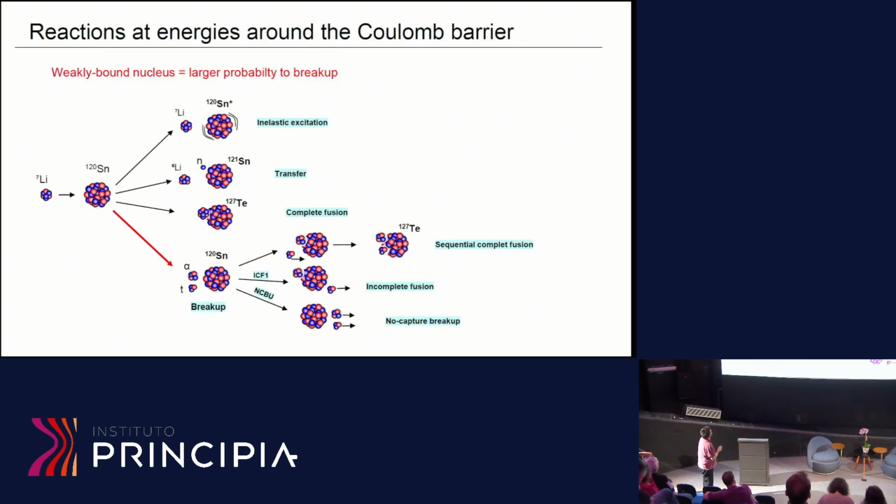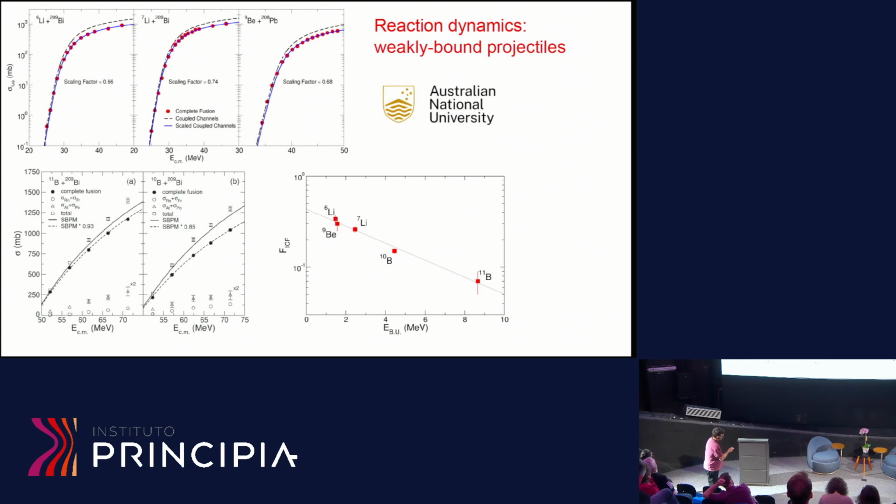Apart from this, we may also have the breakup of the projectile, and then we can have what we call sequential complete fusion, if the target just absorbs those two fragments. We can also have incomplete fusion, where only one of the two fragments is absorbed by the target. And then we have what we call no-capture breakup, or elastic breakup, when both fragments are not captured by the target. This is actually what we are interested in, to measure these two particles in coincidence.